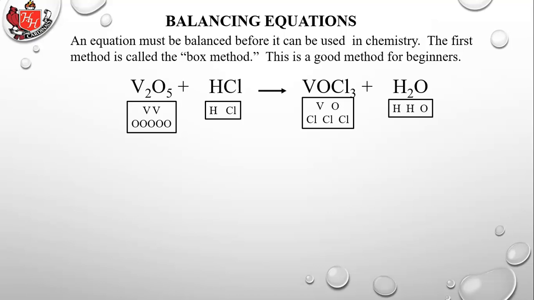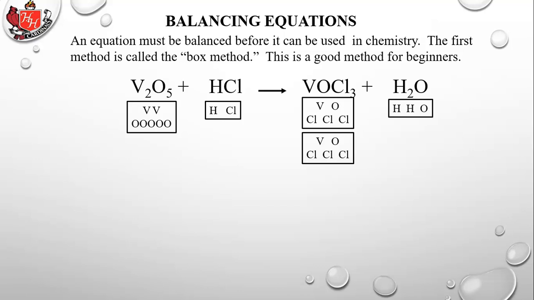So in this example, we're going to start balancing V. We see that we have 2 V's on the left side of the arrow and 1 V on the right side. So what we want to do is add a V over on the right side. But you can't simply add a V. You have to add that entire compound, VOCl3. So what we're going to do is add a second box of the VO with 3 Cl's in it, like this. And there we go.